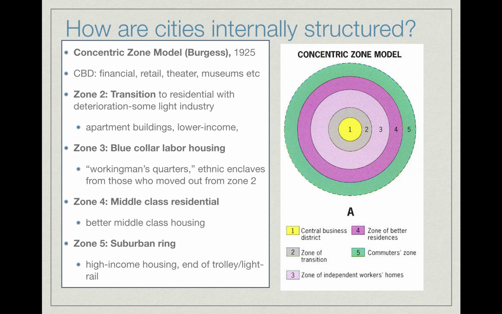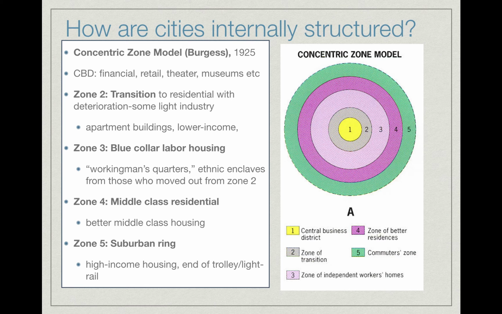In zone 2, the zone of transition, we see a transition to residential with deterioration. There is some light industry, and the quality of the infrastructure is not quite as high as in the central business district. In zone 3, according to this model, we have blue-collar labor housing, also known as the area of working man quarters. Here we would see ethnic enclaves of people who could afford to move out of zone 2. Again, it's generally a residential area for blue-collar workers. You'll notice the increase in social class as we move into zone 4, the middle class residential area.